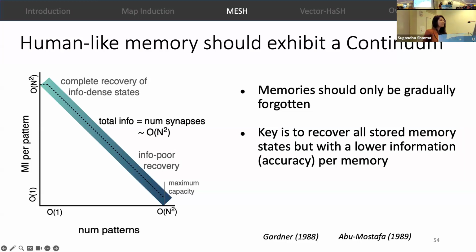As we saw before, we know that human-like memory should exhibit a continuum. So given an upper bound on the amount of information that can be stored in any network, which is given by the total number of synapses in the network as shown by previous theoretical work, we want to build an architecture which leads to complete recovery of a small number of memory states up to partial recovery of many memory states with gradual degradation of information per pattern as we store more patterns into this network. So memories should only be gradually forgotten, and the key is to recover all the stored memory states, although with lower information or accuracy per memory.